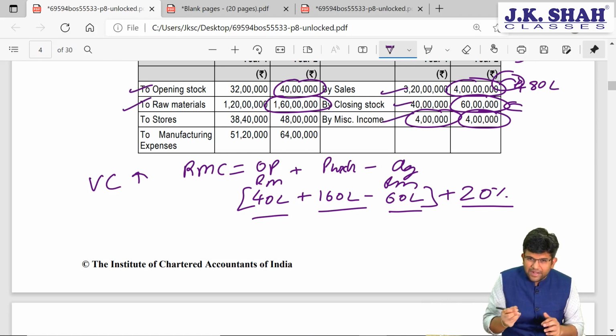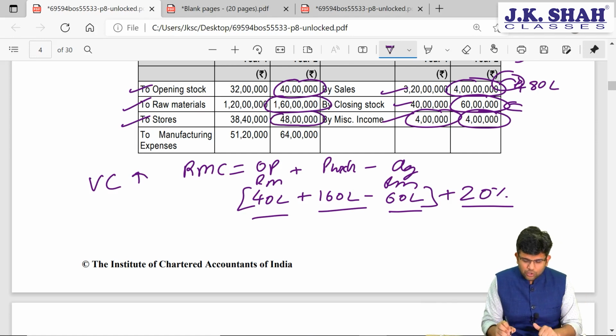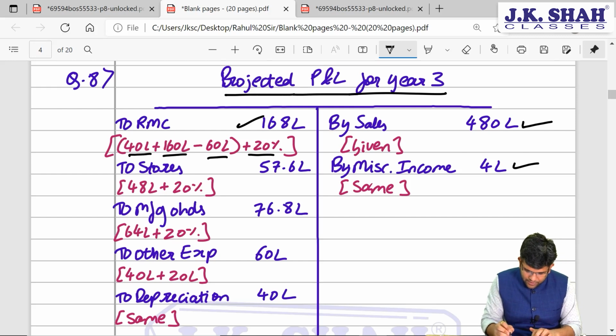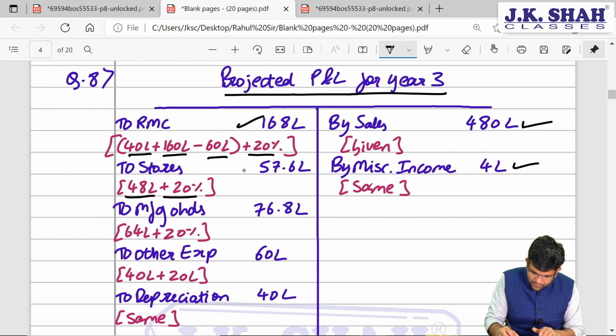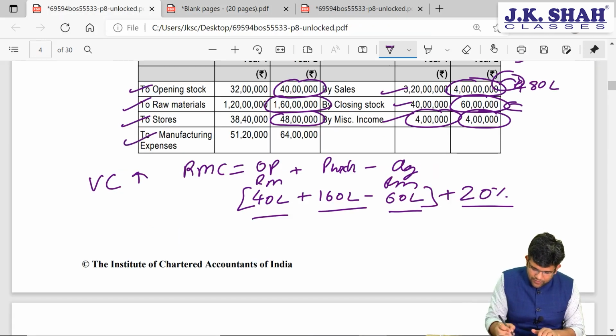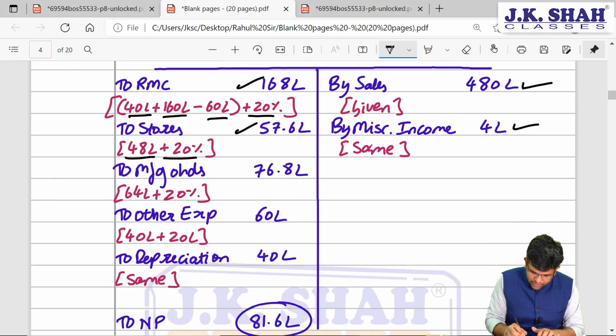Now the only debit side expenses are left. Stores, children, again stores, we will assume it to be variable cost, and therefore do you realize that if in year 2 the stores cost was 48 lakhs, it will increase by 20%. So if it increases by 20%, 48 lakhs plus 20%, 57.6 lakhs will be stores. Next children, manufacturing expenses in year 2 was 64 lakhs, assuming them to be variable. Do you realize manufacturing overheads, children, will be 64 lakhs plus 20%, that is 76.8 lakhs.